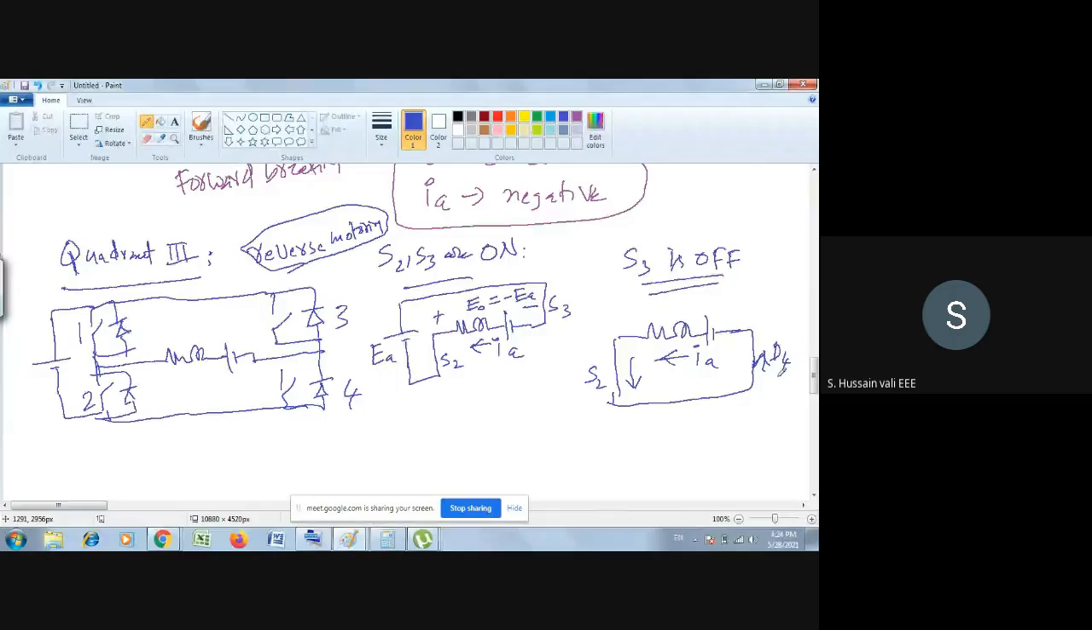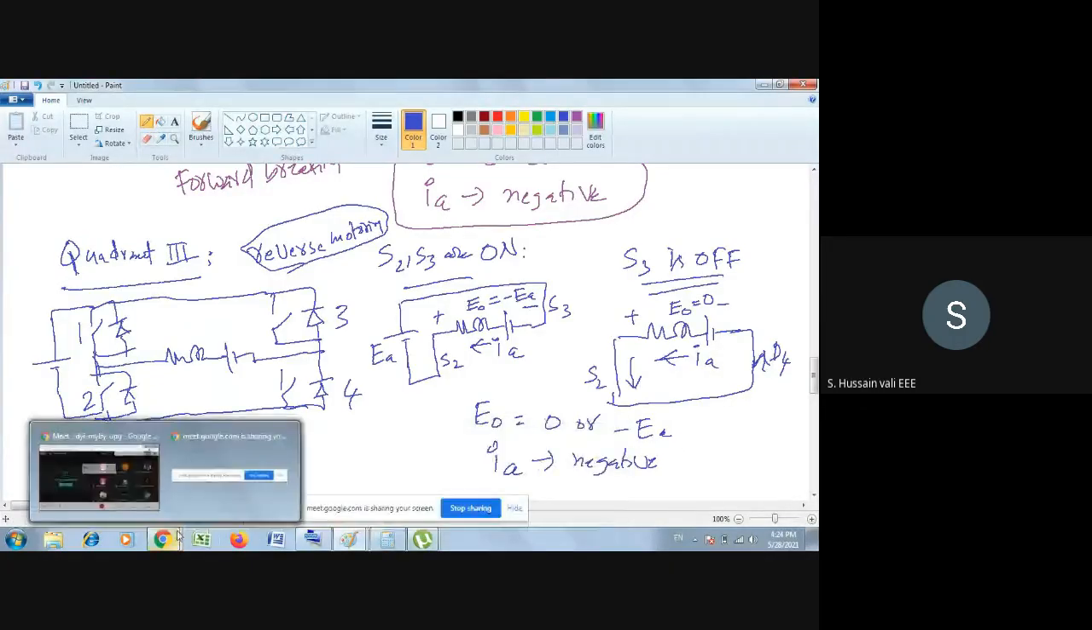Okay. So in this case, what is E naught here? E naught is equal to 0. Now you see the current flows in the opposite direction, whereas E naught is either 0 or minus EA, whereas IA is negative. So you change the switches in such a way that they conduct in this direction. Okay, so this is quadrant number 3.